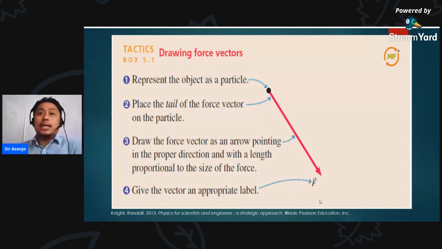Again, first, represent the object as a particle, our object of interest. Second, place the tail of the force vector on the particle. This is the tail of the arrow. Then draw the force vector as an arrow. This is the force vector. And then in the proper direction, whether going up, going down, going to the left, going to the right, depending on the type of force that you are trying to imply. And with the length proportional to the size of the force. The longer the length of the arrow, the greater the force. Simple as that. Let's try an example. Let's have a free body diagram.